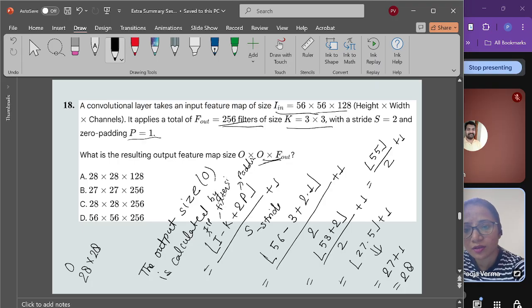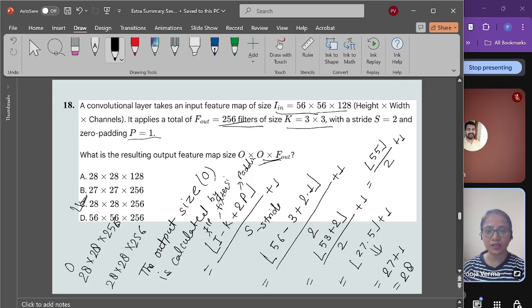F out how much? 256, right? So the output feature map dimension will be 28 multiplied by 28. The depth channel of the output is equal to the number of filters used in the F out. Okay, so this is our overall answer: 28 multiplied by 28, 256. Which option is correct? Option C is the correct answer for this question. Okay, is it fine for you? Any doubts?